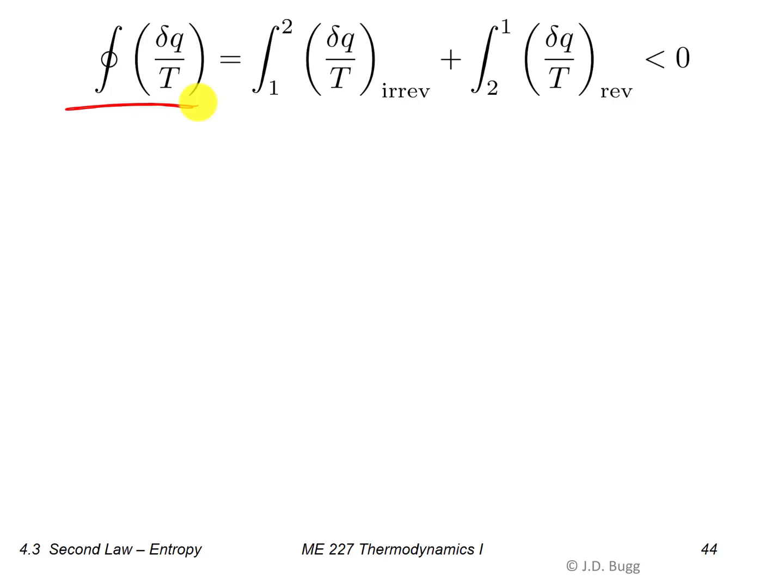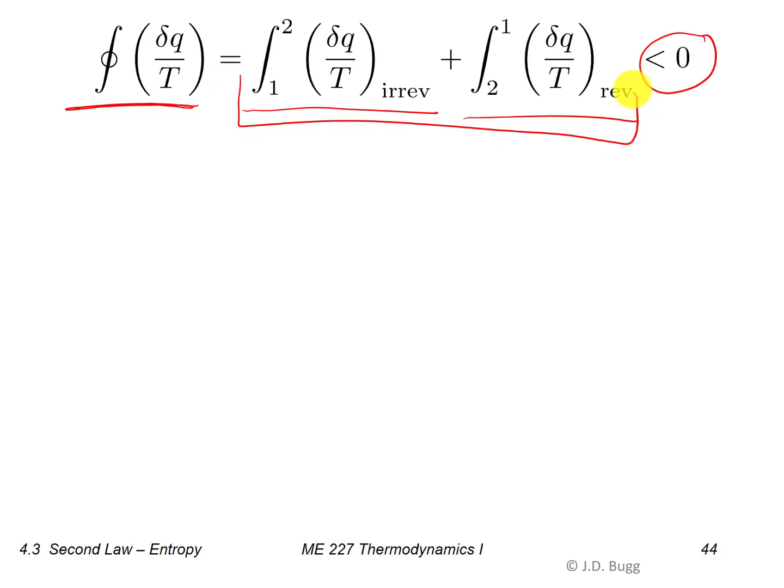It only consists of 2 processes, so this is just breaking that up into those 2 steps, from 1 to 2, and then from 2 back to 1. And we know that has to be less than 0. So here we've just expanded this integral around the entire cycle into its 2 parts.